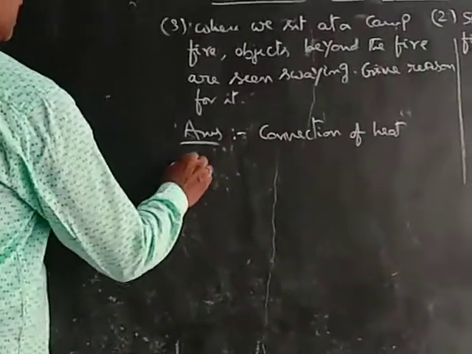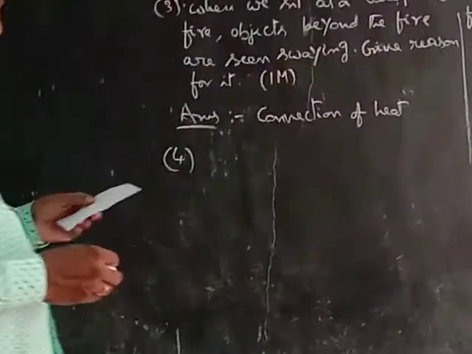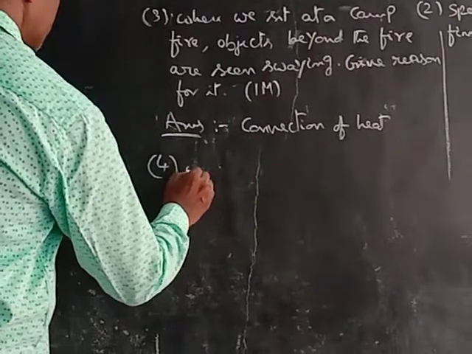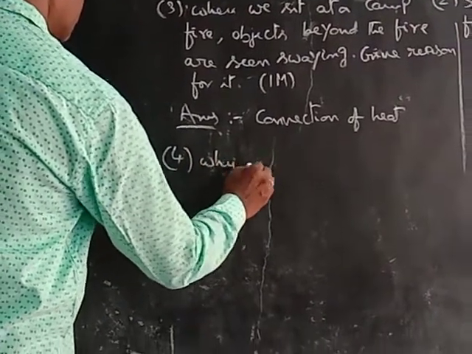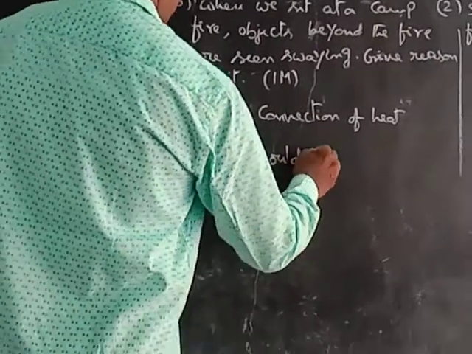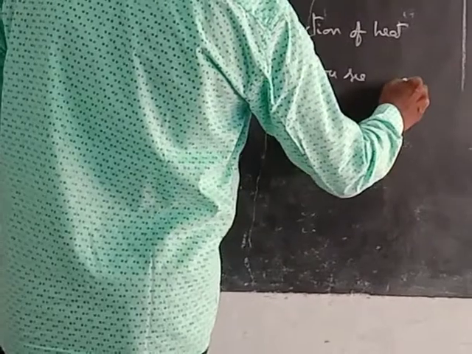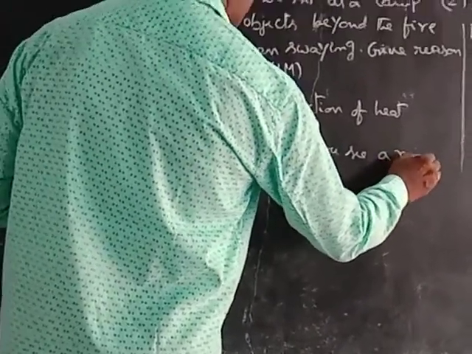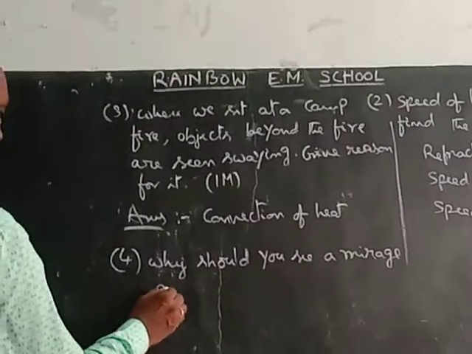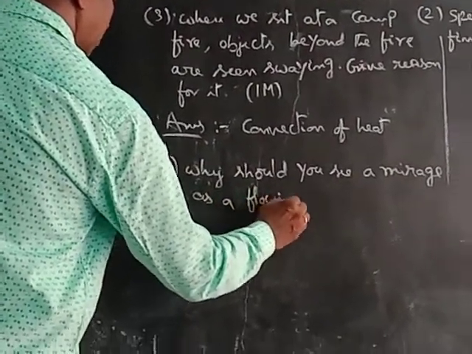Fourth question is, this is one more question. Why should we see a mirage as flowing water?